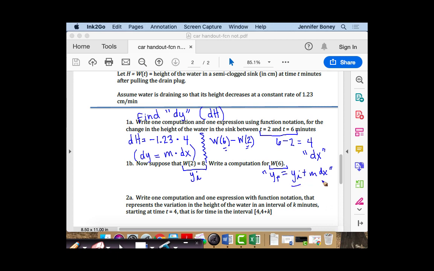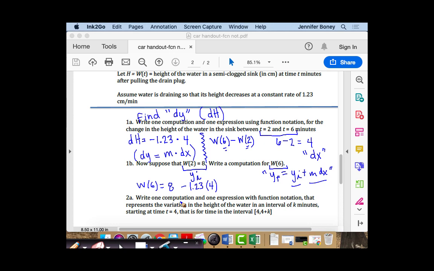I just need to fill in the blanks. These are all things we've either just been told or already worked out how to write them. So I could say that W of 6 is W of 2 plus m dx, or W of 2, which we know, 8, plus a negative or minus 1.23 times 4. So this is just the expression from above. So part A was asking for an expression for that incremental decrease, that decrease in the height of the water in the sink during that 4-second time interval, whereas part B was asking for, so what's the new height then, if I know where it started at?